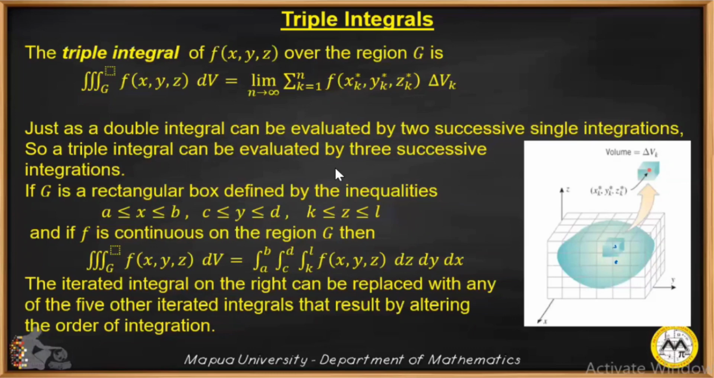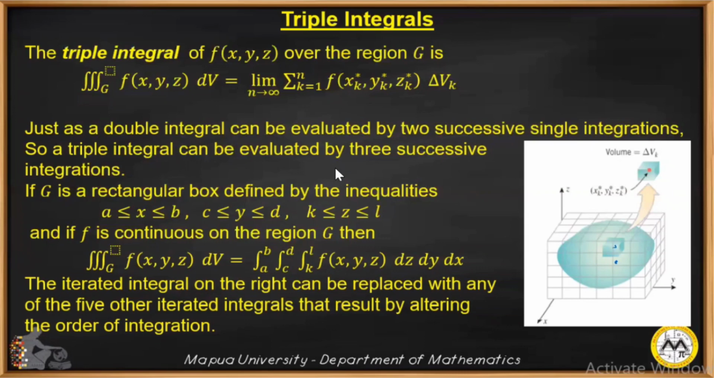Therefore, the volume of the box is equal to f of x sub k, y sub k, z sub k times delta V. If we get the summation of the boxes, where k goes from 1 to n, and take the limit as n increases without bound, then that is the triple integral of f times the differential of V.